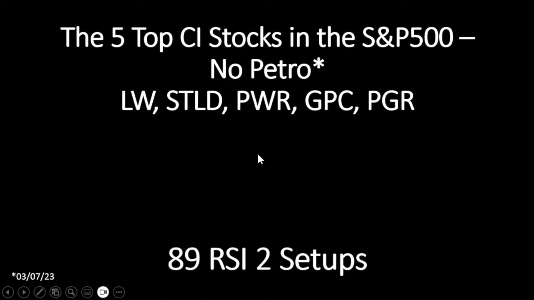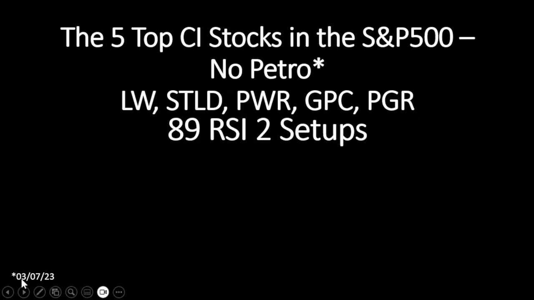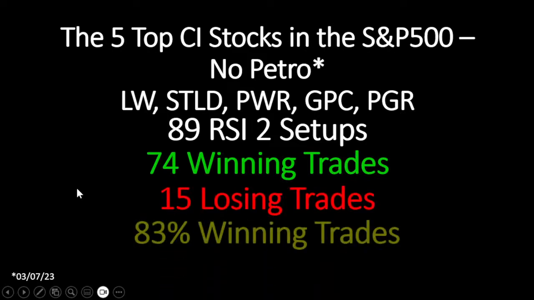It's not cherry picking. So over this 1 year period from March 7th of 22 to March 7th of 23, there were 89 RSI2 setups across all 5 stocks. 74 winning trades, 15 losing trades. Now that's an 83% winning trade percentage. Also very, very good. This is generally what I see when I do this webinar. Anywhere between 65 to 90% winning trades. And I know that's a rather large window there, but I'll take anywhere in between.